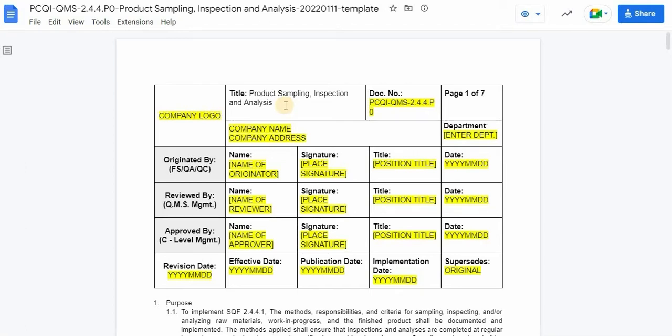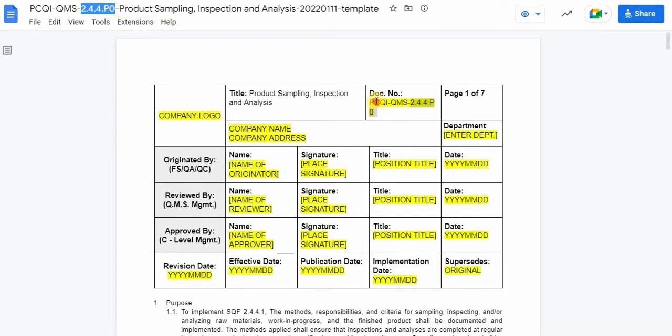To conduct a document review utilizing the Product Sampling Inspection and Analysis under the SQF Module 2.4.4, first check if the document title matches the uploaded file name on the dashboard. In this instance, we do have the same titles as the Product Sampling Inspection and Analysis. Next, both must have the same document code. For this example, we do have 2.4.4P0.